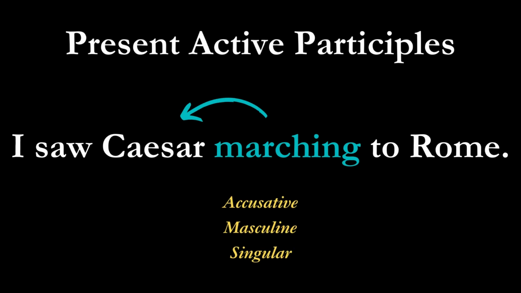Here's another example of a present active participle. You could say something like, I saw Caesar marching to Rome. Marching is your participle, right? It comes from the verb to march, but here it's describing Caesar, right? So he's the one doing the marching. I'm not saying I'm marching, I'm describing him. So marching is your present participle. It's accusative because, again, that's the thing I saw. I saw Caesar, right? And really, I saw marching Caesar. So that's your direct object. It's masculine and singular because there's only one Caesar and he's a male, right? So marching would be an accusative masculine singular participle if we were to flip this into Latin.